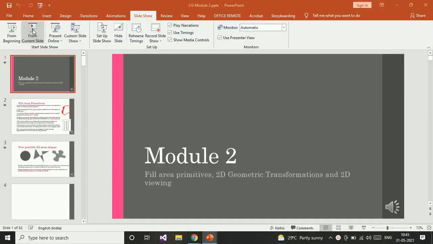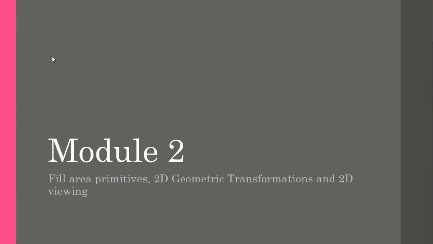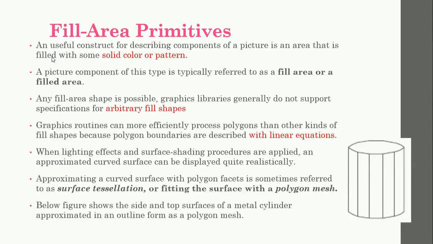Let us move on to the next module, module 2 in your syllabus. We'll be covering a few topics here: fill area primitives, 2D geometric transformations and 2D viewing. Fill area primitives. So let us understand what primitives are.